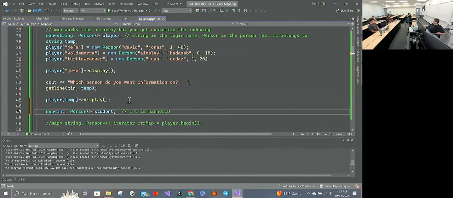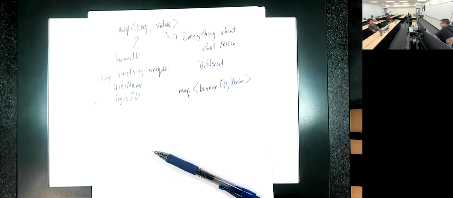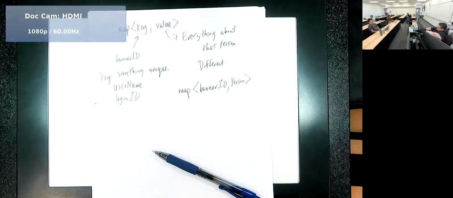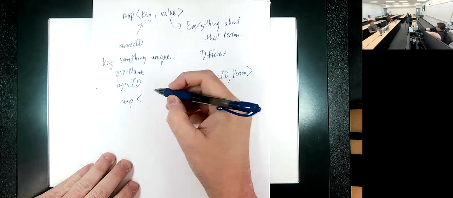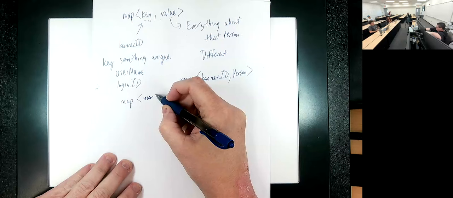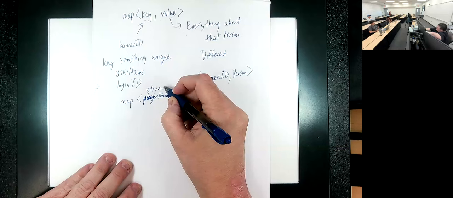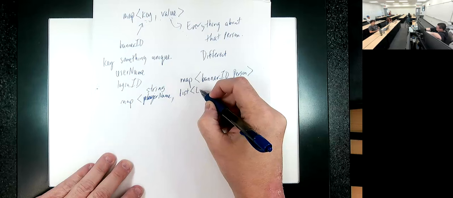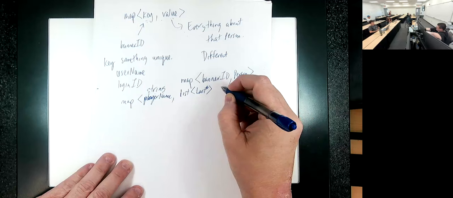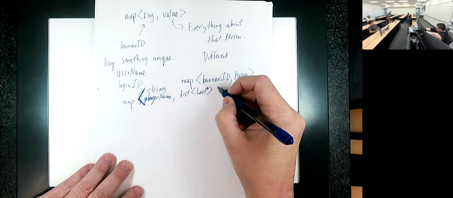So check this out. If you guys wanna see what we're gonna do Monday night, this is Monday night's fun. So we're gonna have a map. We'll use, again, the user login name or player name. And that'll be this string. And then we will do a list of something called loot. And loot has its own thing, in another big bracket.